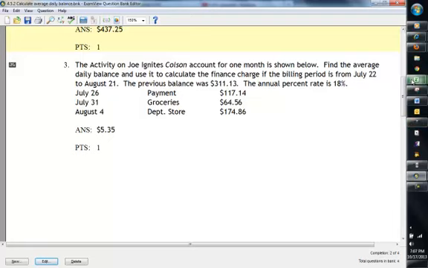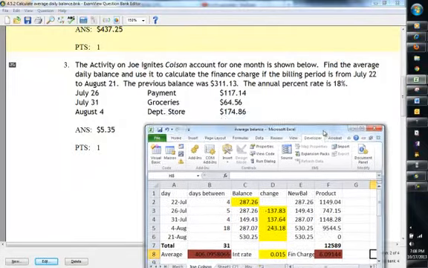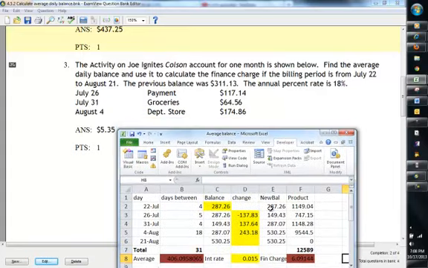For the next one, you're going to need to have your Excel spreadsheet that you can download from the site, and we're going to use the Joel Colson spreadsheet. Remember, you only have to change the yellow boxes. Previous month's balance was $311.13. There was a charge of, the payment was negative $117.14. It's subtracted.